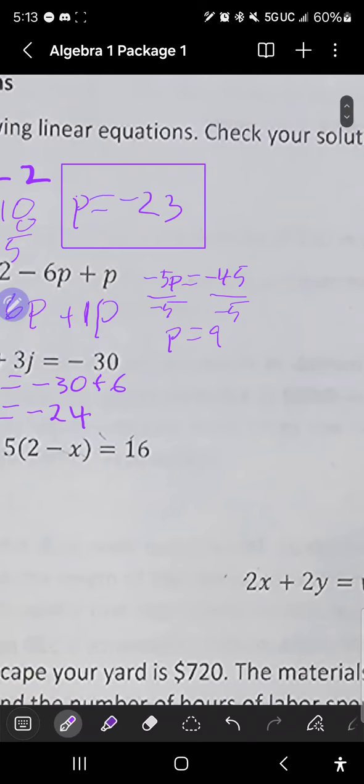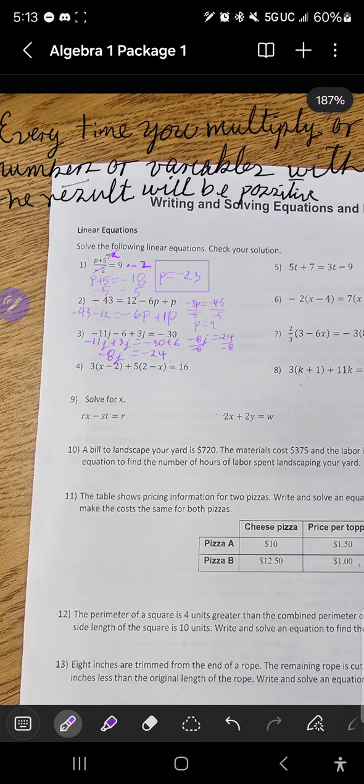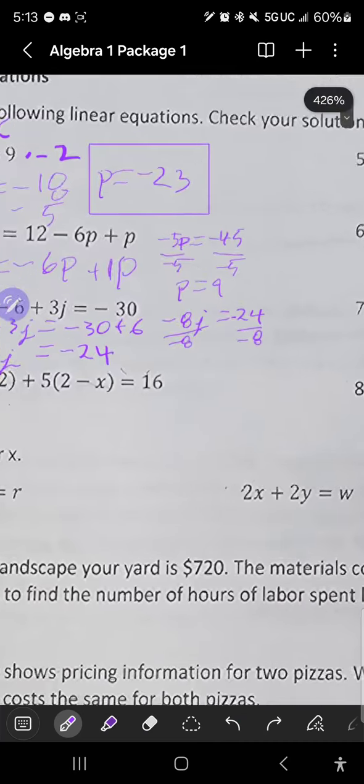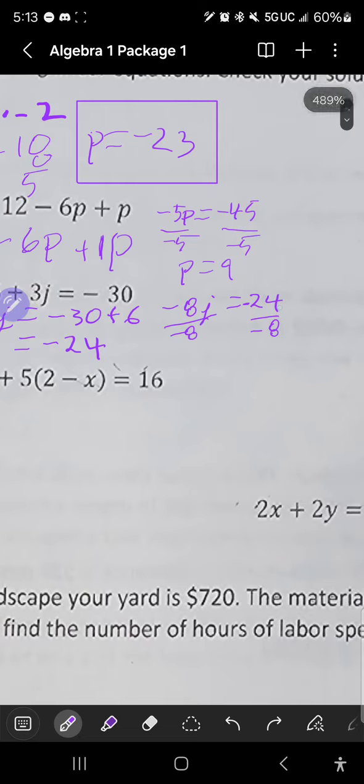Let me put it right here. Negative 8j equals negative 24. So we divide by negative 8 on both sides. Since they both have the same sign, we know that our result will be positive. So 24 divided by 8 is going to be 3, so our result is j equals positive 3.